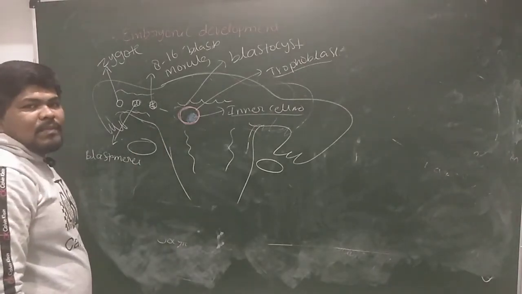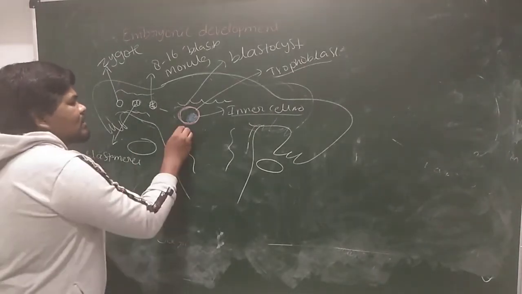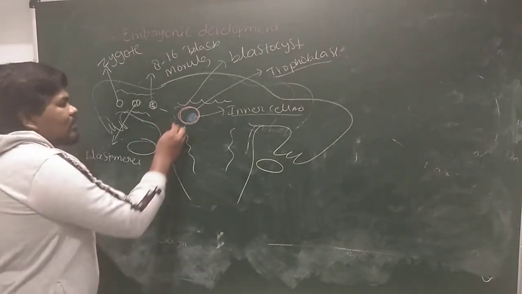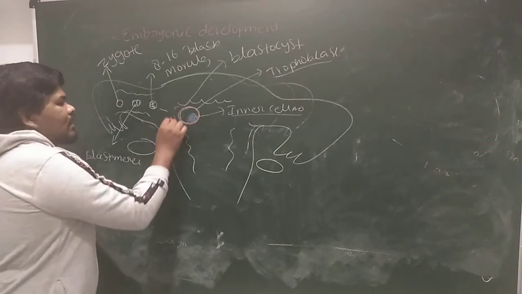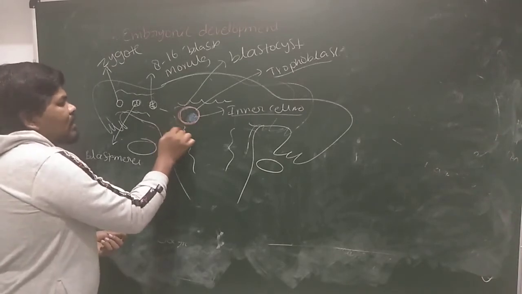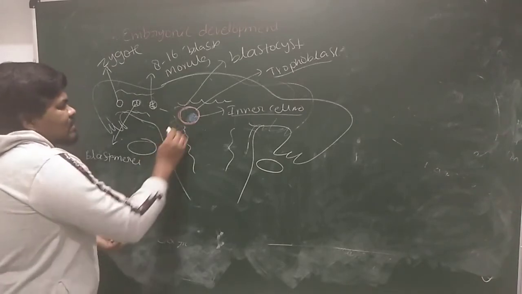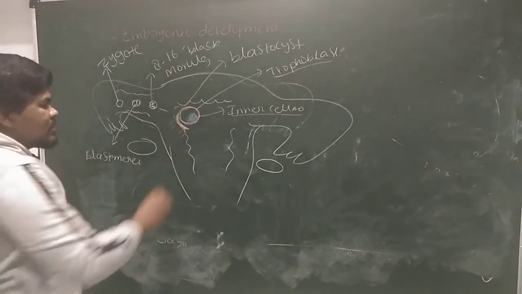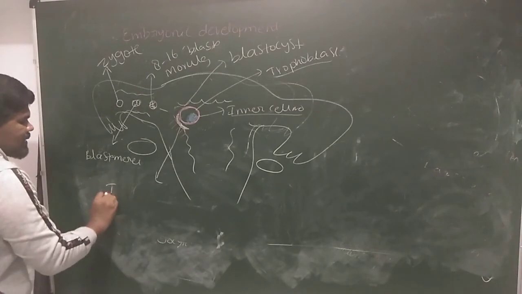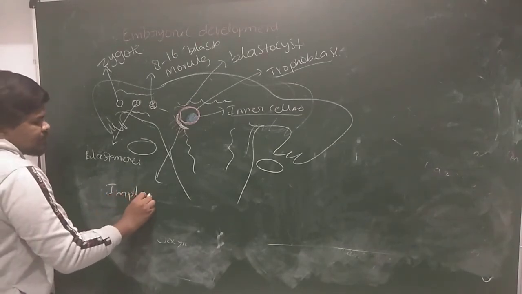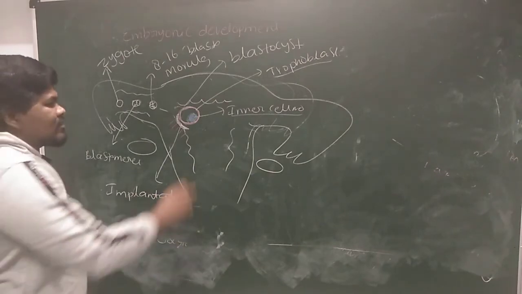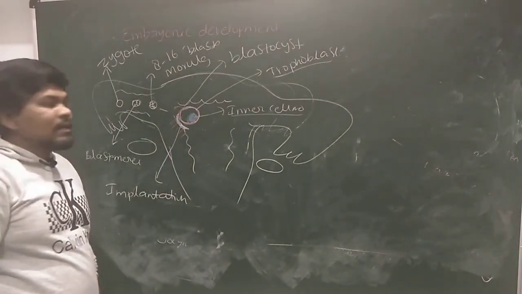After that, this blastocyst is attached on the wall of the uterus. The trophoblast layer of the blastocyst attaches on the wall of the uterus. This is the wall of the uterus. The trophoblast layer will attach on this wall. This attachment is called implantation. What is implantation? Attachment of the blastocyst on the wall of the uterus is called implantation.